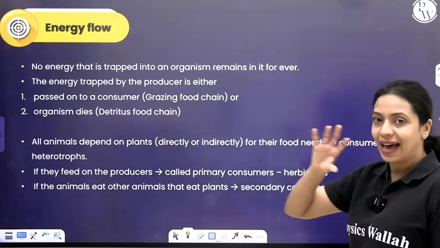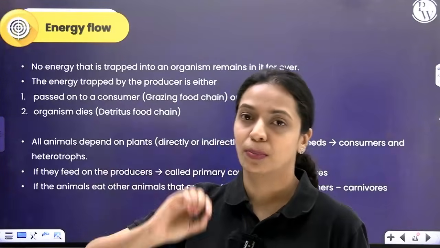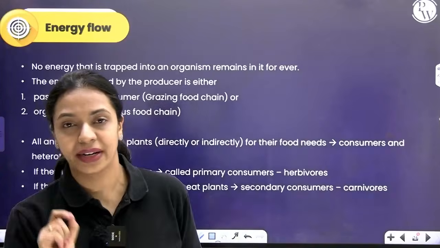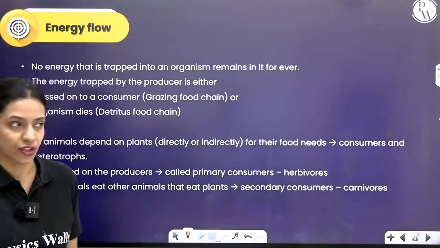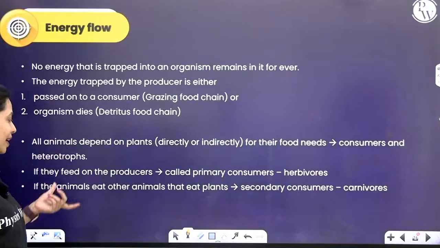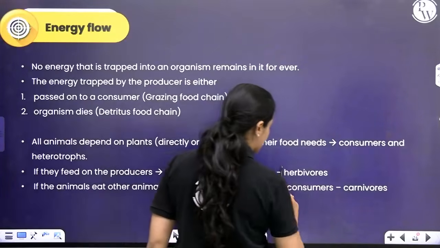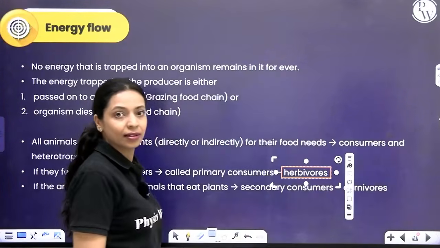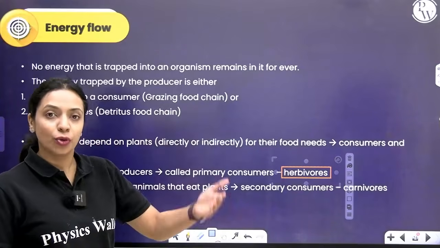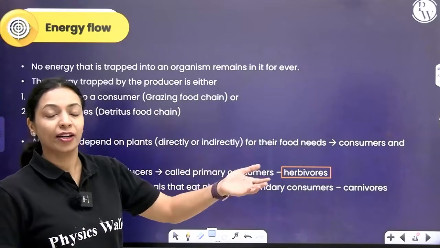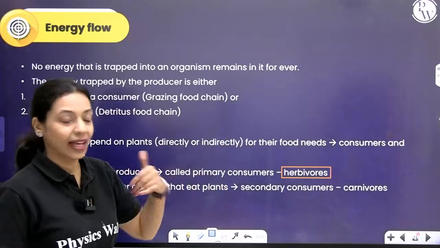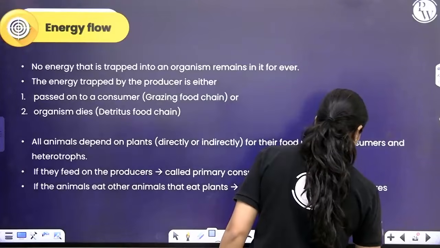So all animals will depend on plants either directly or indirectly for their nutrition, right? If they depend directly on the plants, then we call them herbivores. This is a term that you know already. If they are dependent on plants indirectly, then we call them carnivores.